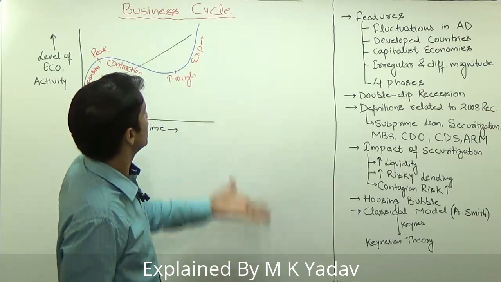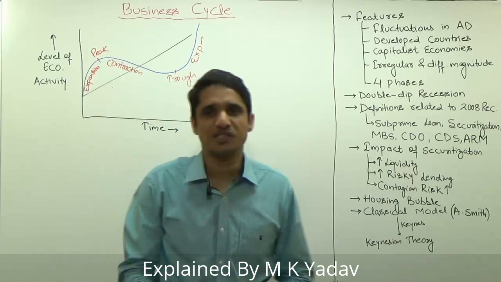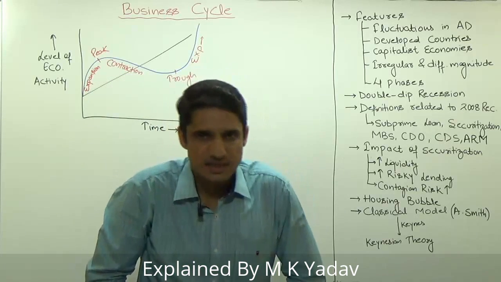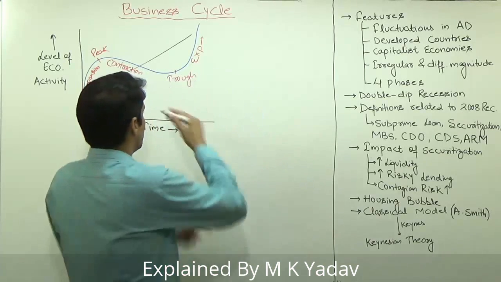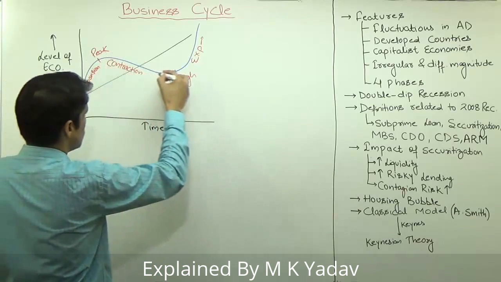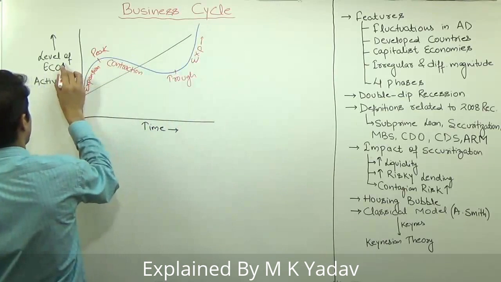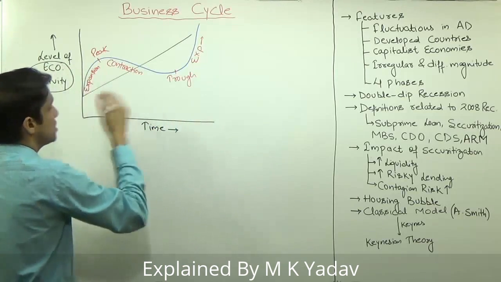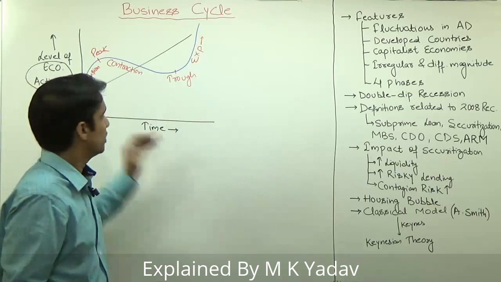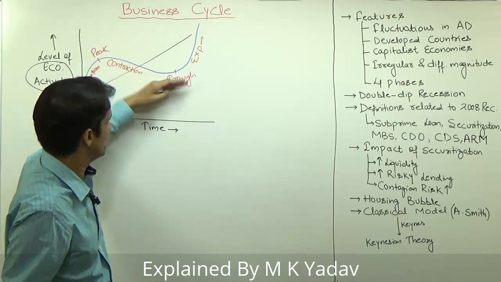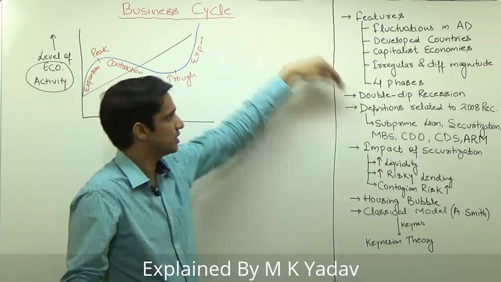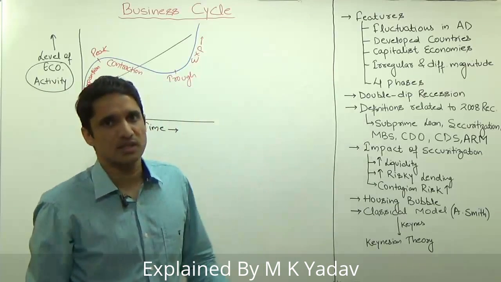So what is the business cycle? What is the definition of the business cycle? The business cycle is nothing but the periodic upswing and downswing phases of economic activity. There will be regular upswings, downswings, upswings, downswings, upswings, downswings. That is known as the business cycle.